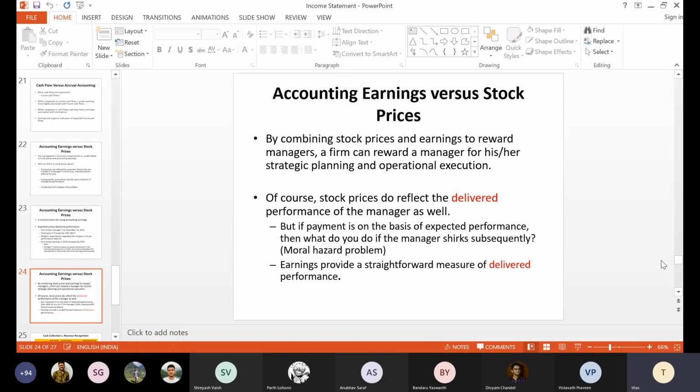Now, by combining stock prices and earnings to reward managers, a firm can reward a manager for his or her strategic planning and operational execution. But of course, stock prices do not reflect the delivered performance of the manager. If payment is on the basis of expected performance, then what do you do if the manager shirks subsequently? That is a moral hazard problem. So earnings provide a straightforward measure of delivered performance.